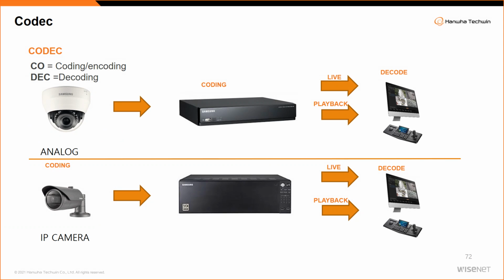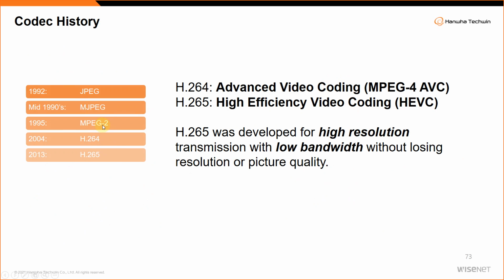All right. So what is this codec? Codec means coding and decoding. In IP camera, the coding happens in the camera and it is dumped onto the storage. In analog camera, the DVR, the recorder does the coding. All right. Coding is image stream packaged digitally and sent over the network, right? And once you view it on the screen, that is decoding.